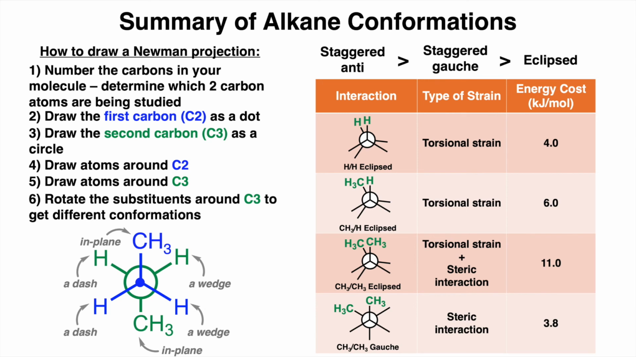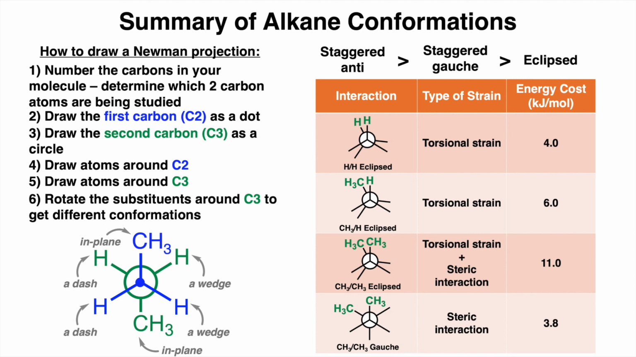So in summary, today we learned about how to draw Newman projections. First, number the carbons in your molecule and determine which carbon-carbon bond you'd like to study. Then, draw the first carbon as a dot and the second carbon as a circle. Draw the atoms around each carbon where the dashed bonds are pointing to the left, the wedged bonds are pointing to the right, and the in-plane bonds point up and down. Then we can rotate the substituents around the second carbon in the back to get different conformations.